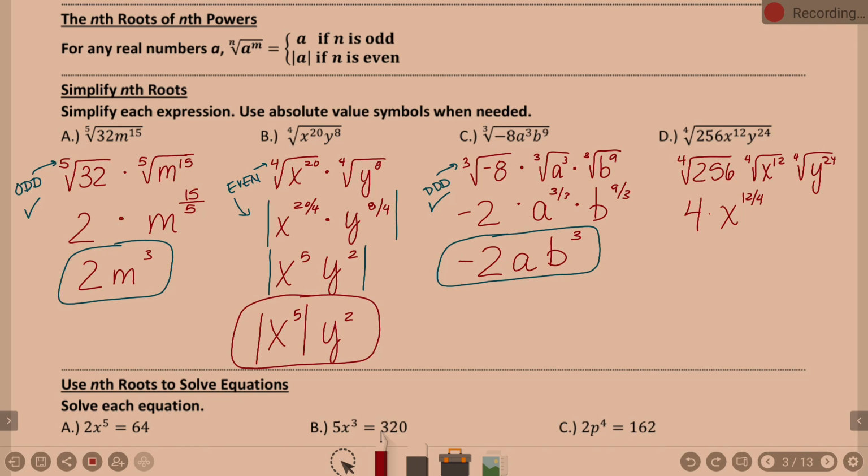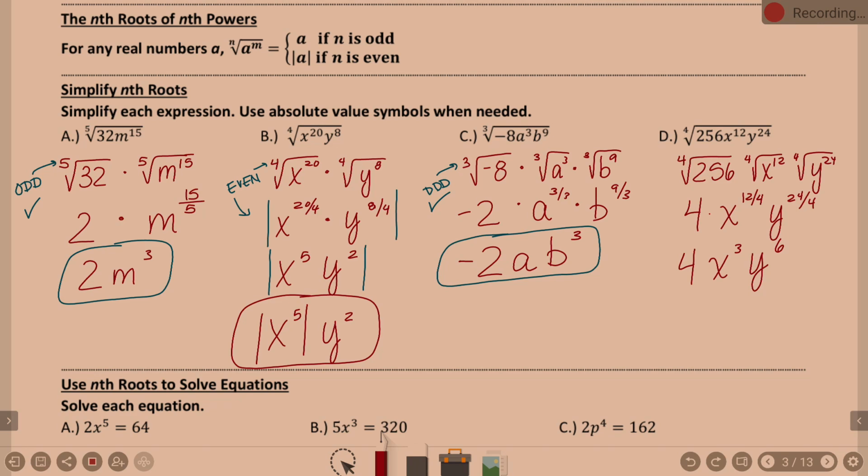12 over 4. The index is always the denominator. The fourth root of y to the 24th is y to the 24th over 4, right? Okay. 4 is 4. X to the what? X to the 3rd and y to the 6th.